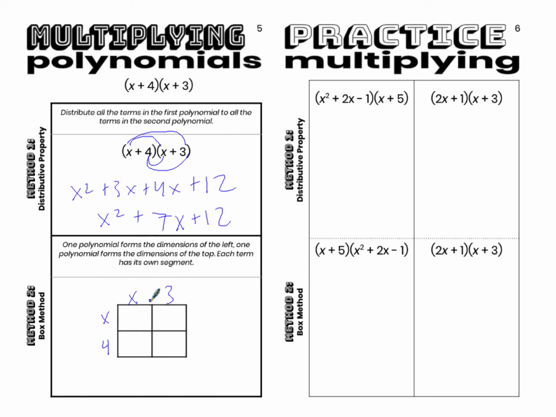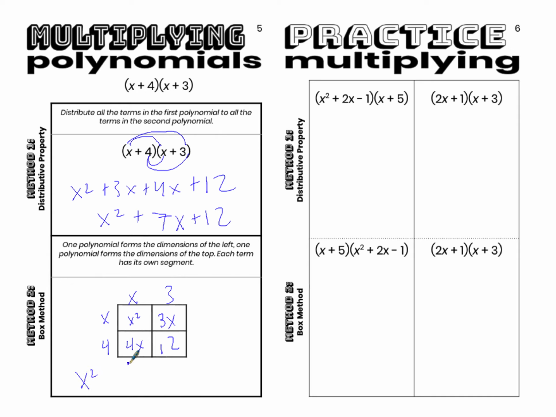And we can find the area of each segment of that box just multiplying together the terms. x times x is x squared, x times 3 is 3x, 4 times x is 4x, and then 4 times 3 is 12. You can see that you do the same computation and get the same work that we got with the distributive property. Our work is just a little more nicely organized, and we make sure we don't forget to distribute any of the terms to any of the terms in the second polynomial.